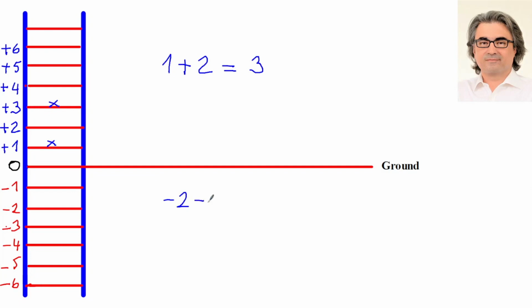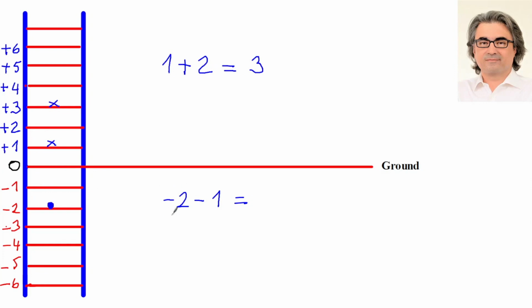Minus 2 minus 1. We'll try to find the result of this operation on our ladder again. The first number from the left side of the operation is minus 2 here. And the meaning of it is 2 steps down from the ground. Come to the ground and count 2 steps. 1, 2. Remark it.